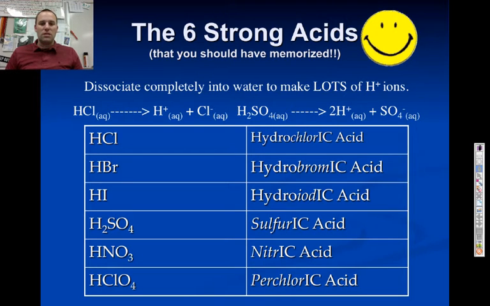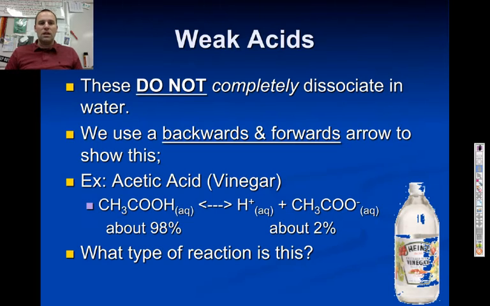That's what strong means. You'll see right now that weak acids do not completely dissociate. They only dissociate a little bit, and so we call them weak because they don't produce as many hydrogen ions when they're put into water. You can see here acetic acid, which is just vinegar. That's the chemical name for vinegar. 98% of it stays on the left, and 2% of it actually moves over to the right side.